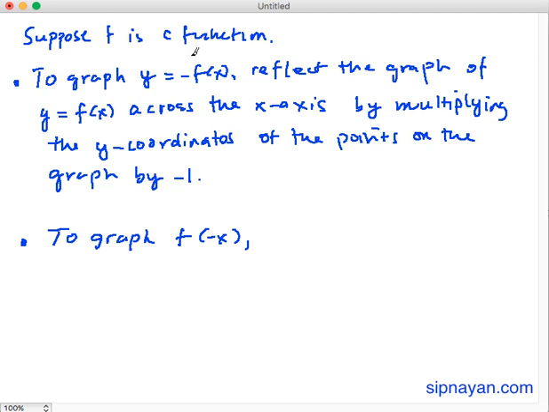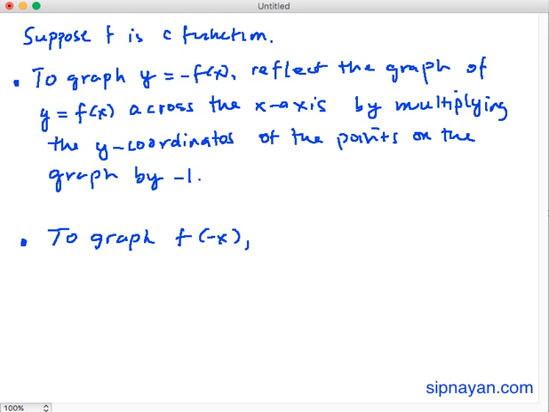Kanina kasi yung y. Pag sinabi mong f of x, this is the y coordinate, tapos nag-negative ka dito, meaning you are making the y coordinates of the function negative, or negative of its original value, opposite of its original value. Here, ang opposite naman yung x. So, kung yung f of x ang original function natin, ano naman yung f of negative x?